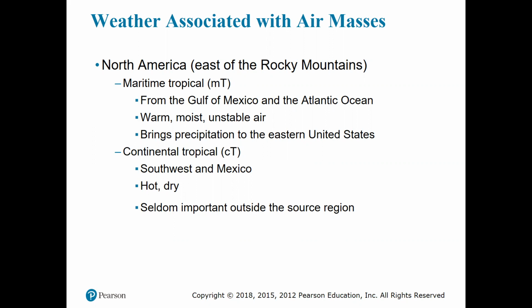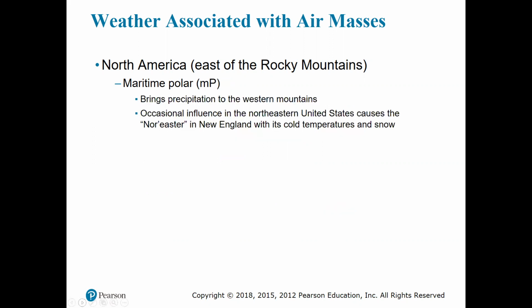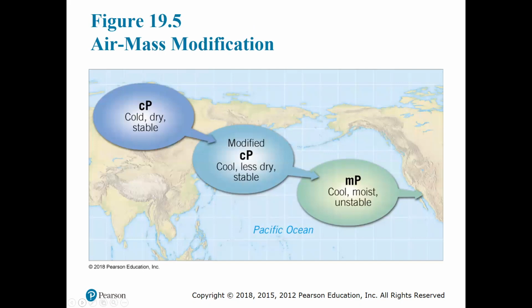The maritime polar can also influence the area east of the Rocky Mountains, especially as we get up into the New England region. And this creates what we call a nor'easter. There is an image in your book on page 581 of this classic nor'easter. It kind of looks almost like a hurricane, but this is due to a maritime polar and a continental polar air mass.